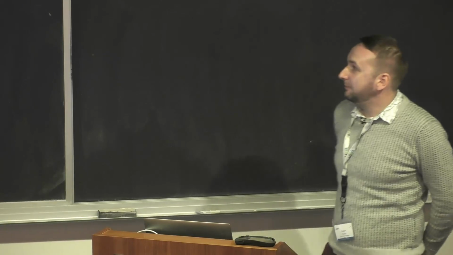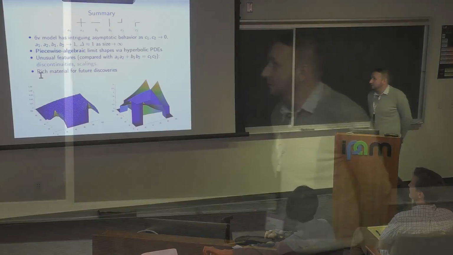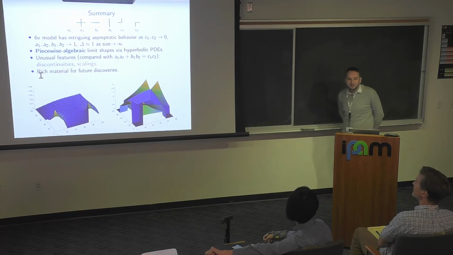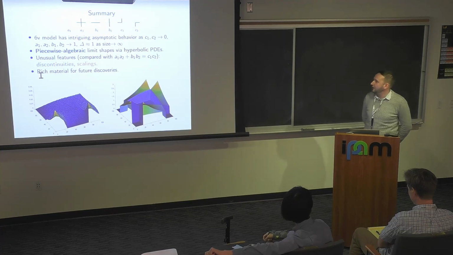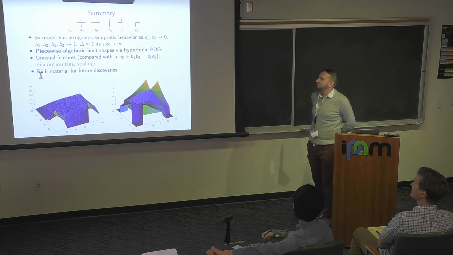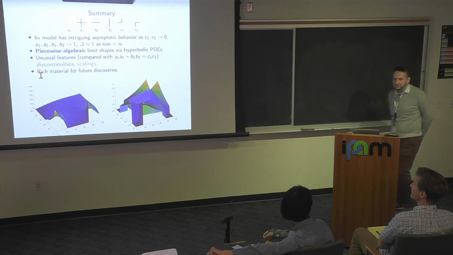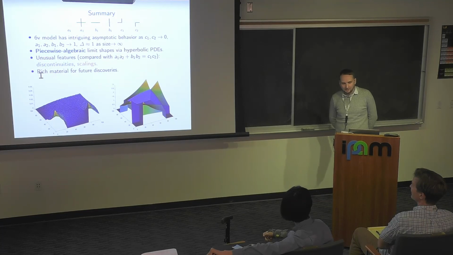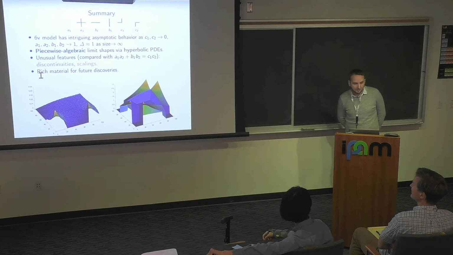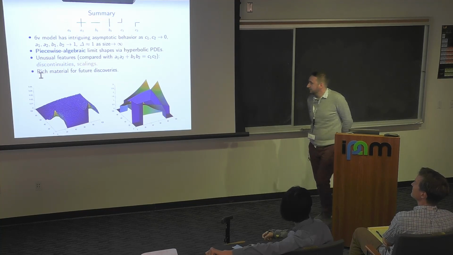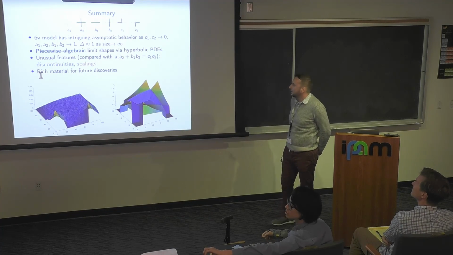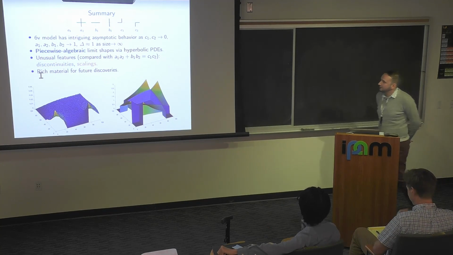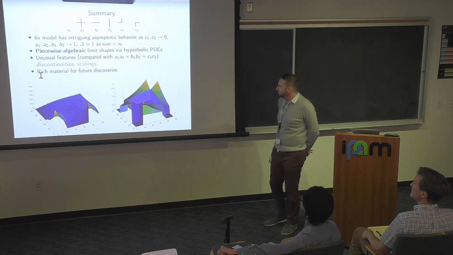OK, so let me summarize what I was speaking about. What we discovered is that the six-vertex model has some intriguing asymptotic behavior in the regime when the C1 and C2 parameters go to 0, and all other parameters go to 1. So the delta approximately becomes 1 as size goes to infinity. The limit shapes are related to hyperbolic PDEs, and in some situations they are actually piecewise algebraic, which is good. There are some unusual features if you compare those with maybe dimers or the free fermion point of the six-vertex model. We see some discontinuities, and we see some unusual scalings. So I think there's very rich material for future discoveries.